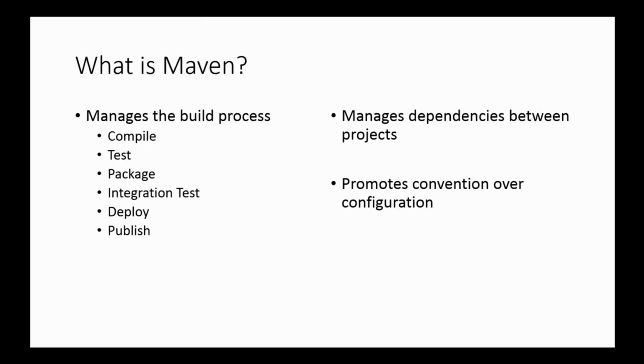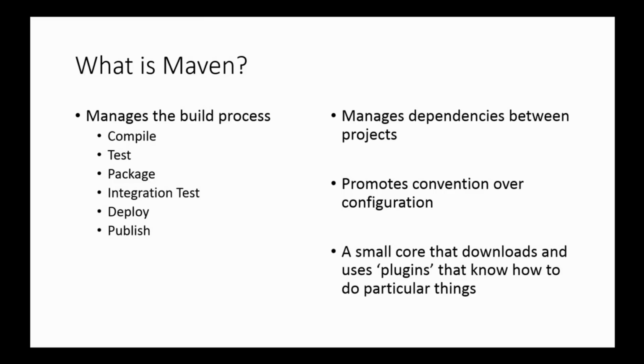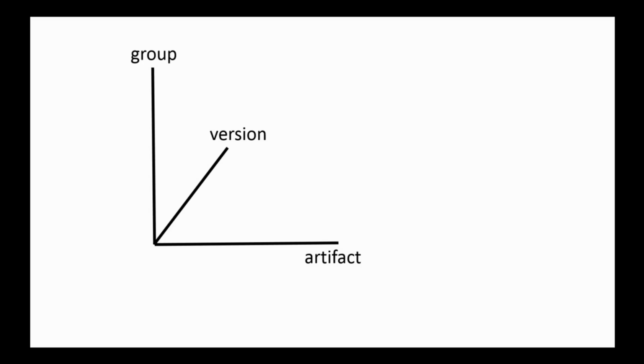It promotes the use of sensible conventions over the need for extensive configuration, and essentially consists of a small core that knows how to download and use plugins that can do particular things, like compile or package a particular kind of application. Every project in Maven exists within a coordinate space.